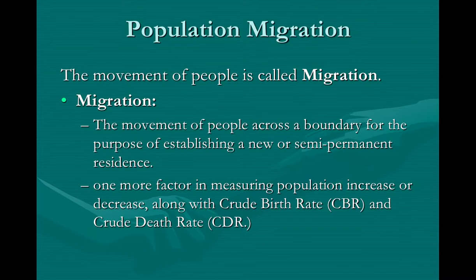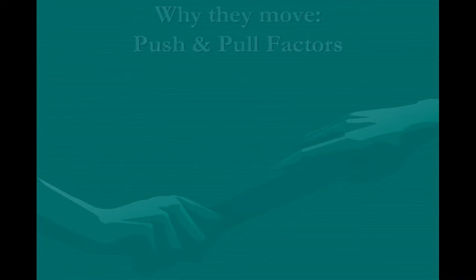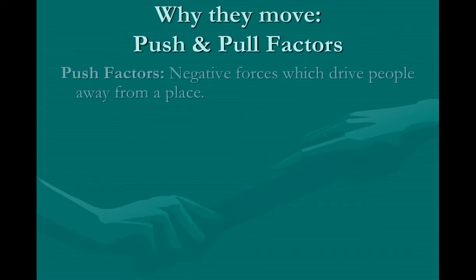So there might be semi-permanent residence, or they may be moving for a completely new life and sense of adventure. Don't forget, migration is one more factor in measuring population increases. We said that the crude birth rate and death rate, which we get the NIR, is one way to measure population increases, but migration can also be another factor and an indicator for an increase or a decrease in population.